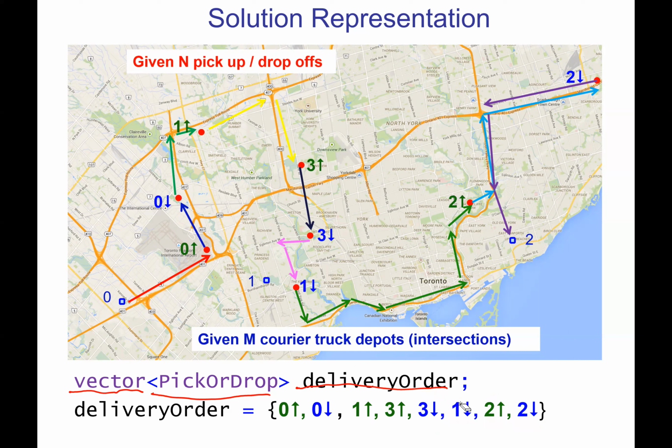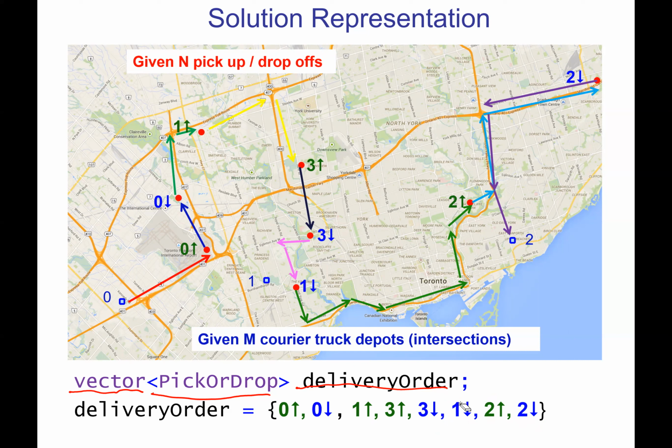It's basically just storing, what am I talking about? Am I talking about a pickup or a drop off at every entry in this vector? And which one am I talking about? What index is it in the order I was given for this problem? I was given, maybe in this case, 4 deliveries to make.